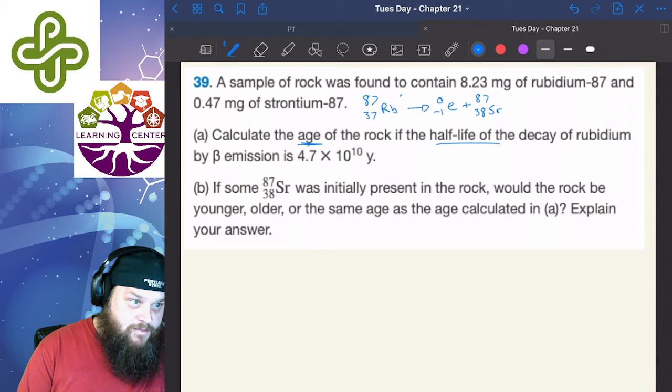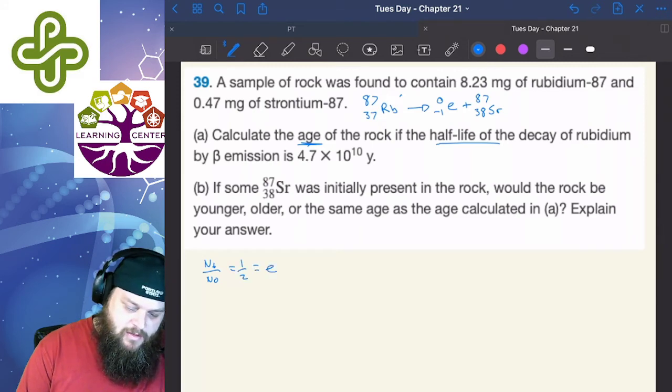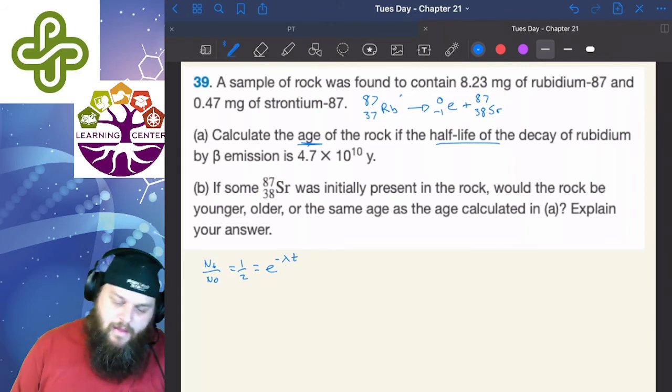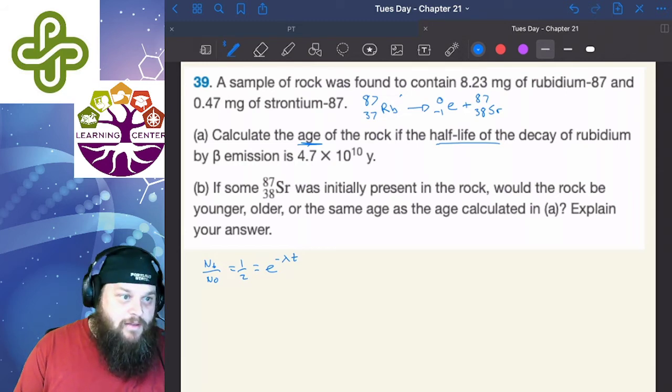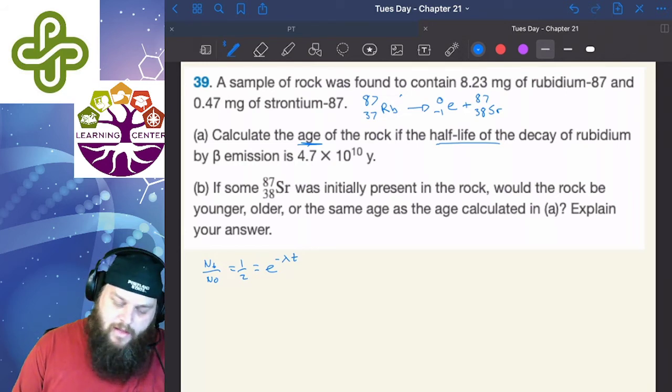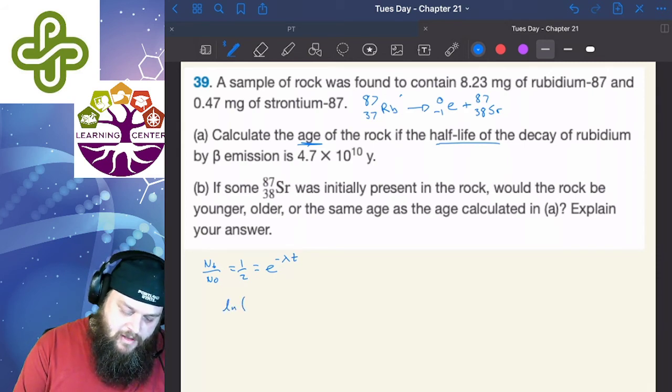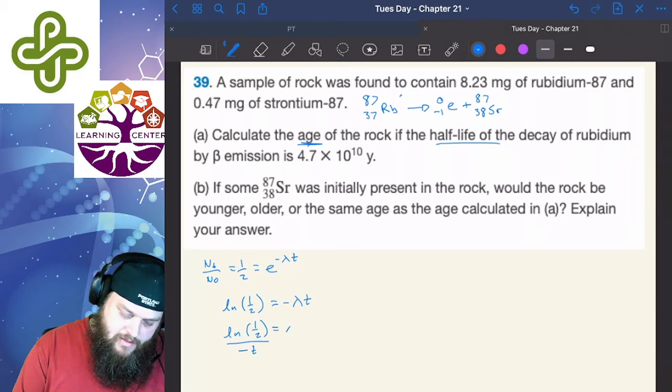So to do that, using our equation, Nt over N naught needs to equal 1/2, which is equal to e to the negative lambda t. And that way we can find the half-life of the decay. So we know what that half-life is, so we want to solve for lambda. So if I take the natural log of 1/2, which will equal negative lambda t, that means that the natural log of 1/2 divided by negative t is equal to lambda.